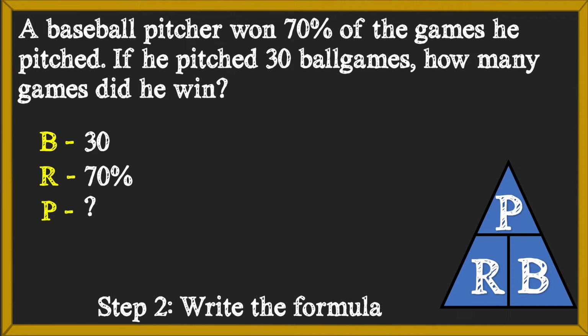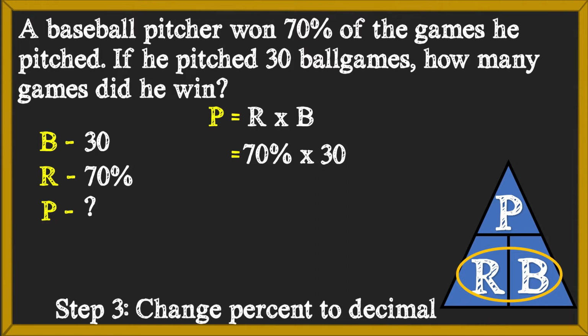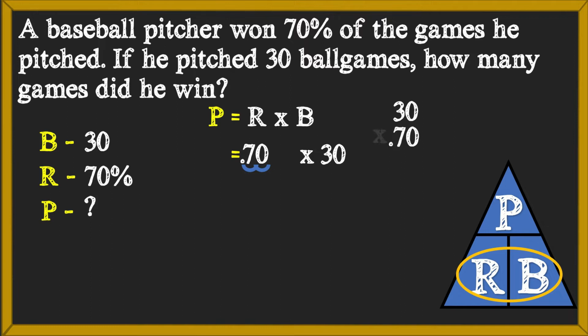Step 2 is to write the formula. The formula will be P is equals to R times B. Substitute the given. 70% times 30. Step 3, change percent to decimal. Drop the percent sign and put a decimal point. Then move the decimal point twice to the left. 1, 2. We now have 0.70 times 30. Then let us multiply. 30 times 0.70.